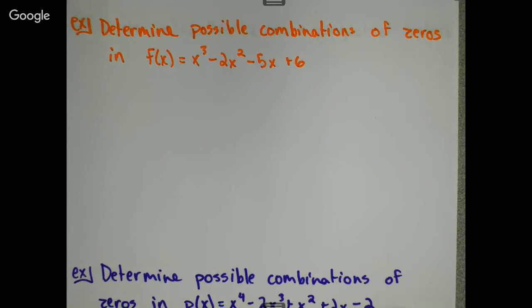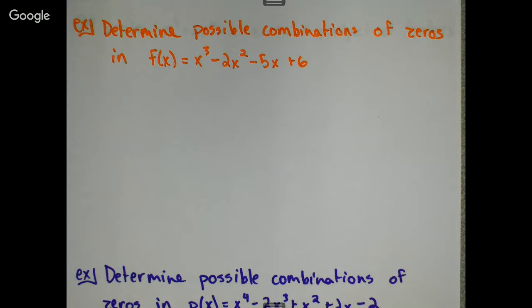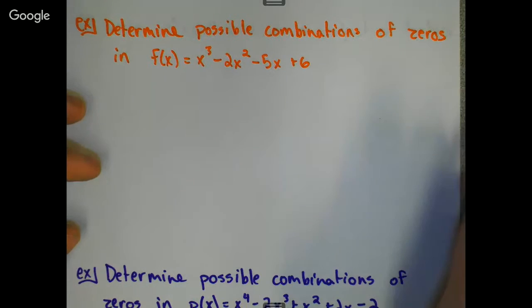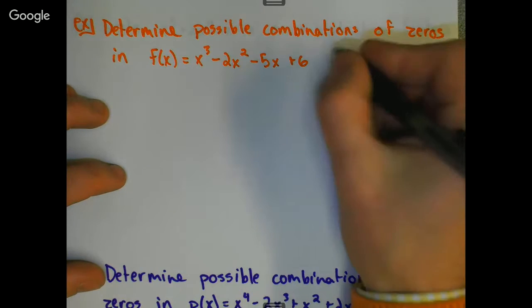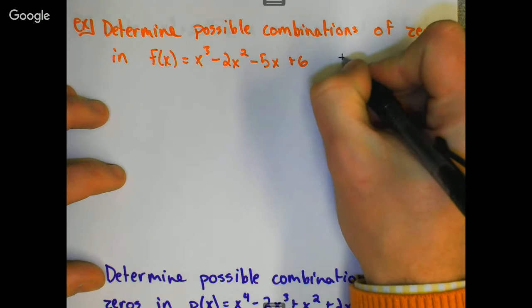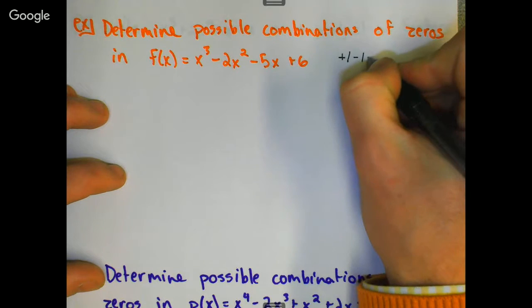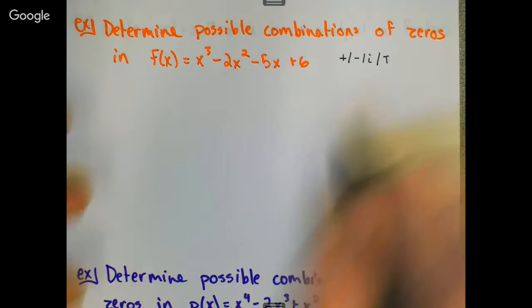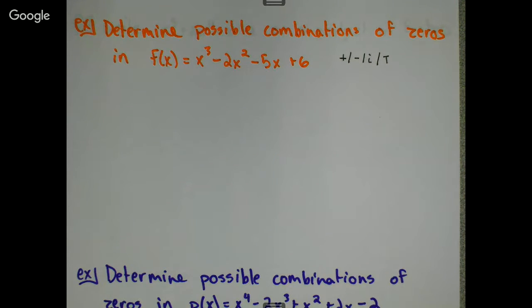So determine the possible combinations of zeros. We've talked about the total number of zeros, and we've talked about positive and negative, and actually about imaginary just a little bit. So what I want us to do, and this is a little bit different than the book, is to find the positive, negative, imaginary, and total chart. I've got a chart for this that I'll show you.